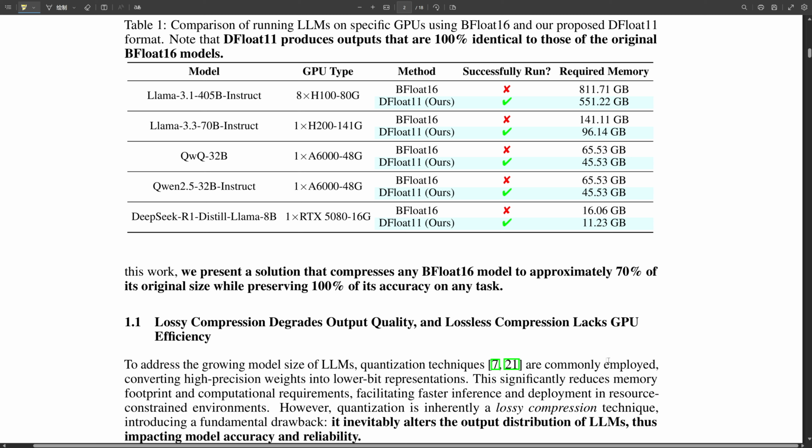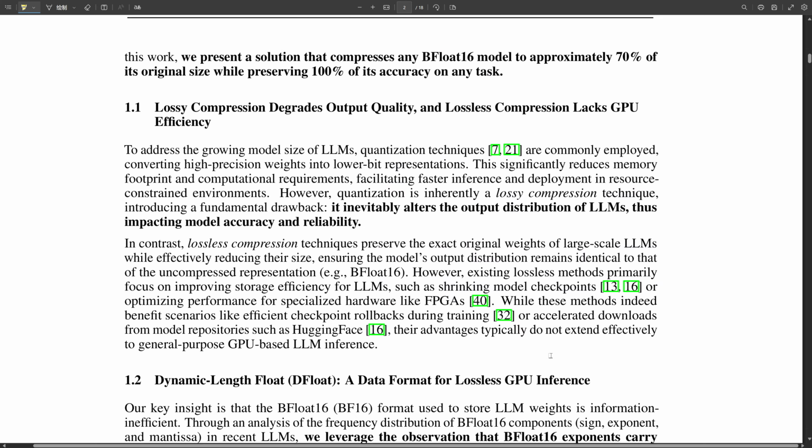What's the core insight? It comes down to a really sharp observation about how these LLMs store their weights, specifically in that bfloat16 format we mentioned. Okay, the 16 bits: sign, exponent, mantissa. Right. 1 bit for the sign telling you positive or negative, 8 bits for the exponent, which determines the scale or magnitude of the number, and 7 bits for the mantissa, which gives you the precision.